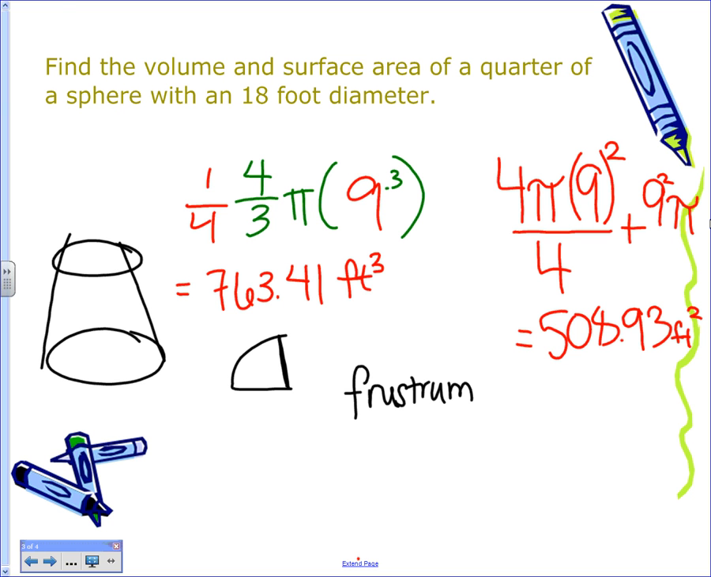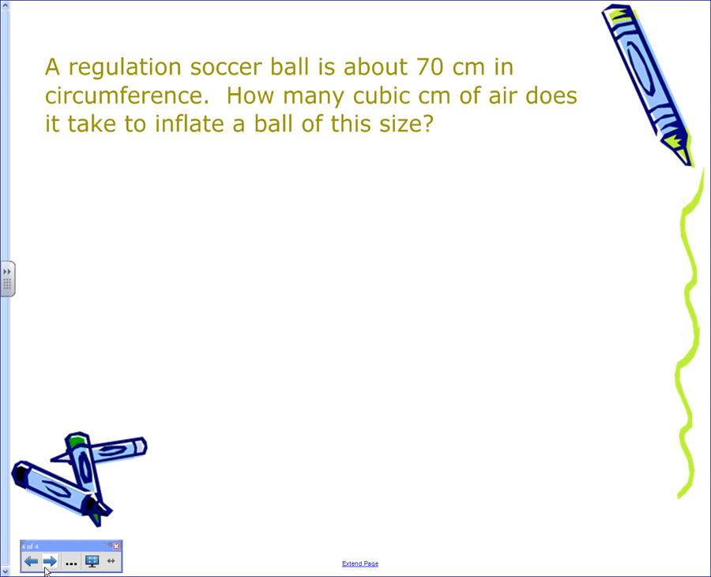But any questions on why it's 508.93 and not the 250, whatever it was? So the 250 is just like the quarter, it's just this surface area, not the part underneath, not this part or that part. Does that make sense? Okay. Last question. The two-step question.